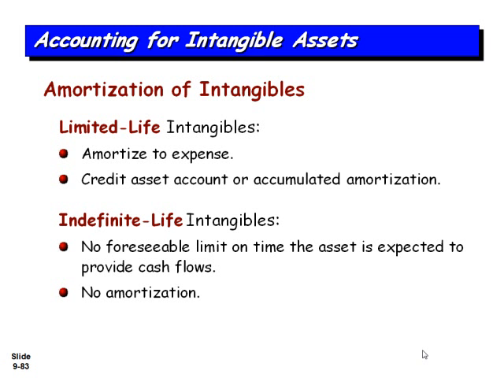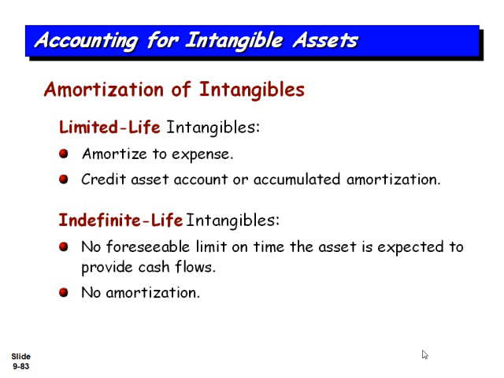Amortization of intangibles. We do not call it depreciation, although it's a similar concept. It's another name for it, specific to intangibles. Limited life intangibles, we do amortize. We amortize them to expense, and we credit the asset account, whether it's a patent or a copyright, or we create another account, accumulated amortization. So for depreciation, we have accumulated depreciation. For depletion, we have accumulated depletion. And for amortization, we have accumulated amortization. Or more commonly, we just credit the asset account.